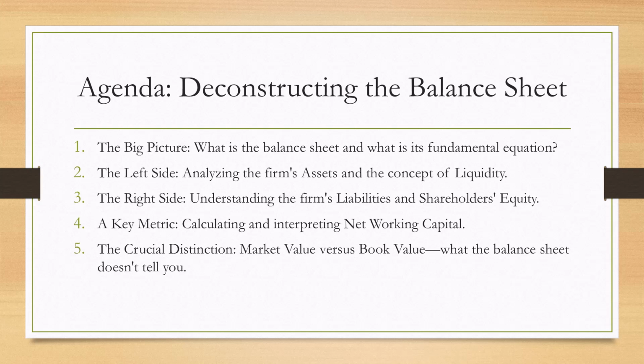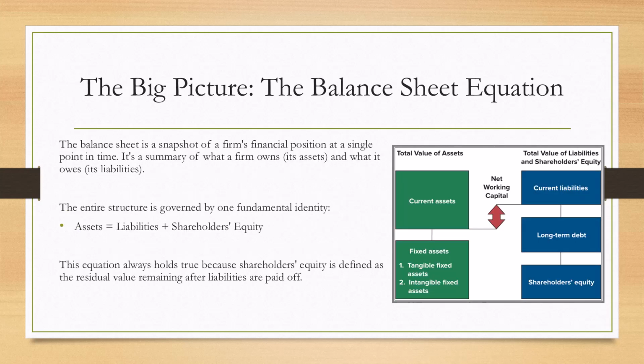Our agenda today will take us through the balance sheet in a logical sequence. We'll start with the big picture, what the balance sheet is, and its fundamental equation. We'll then analyze the left side of the balance sheet, the firm's assets, and discuss the important concept of liquidity. Next, we'll move to the right side to understand the firm's liabilities and shareholders' equity. We will also cover a key metric derived from the balance sheet, net working capital. And finally, we will discuss the crucial distinction between market value and book value to understand what the balance sheet doesn't tell us.